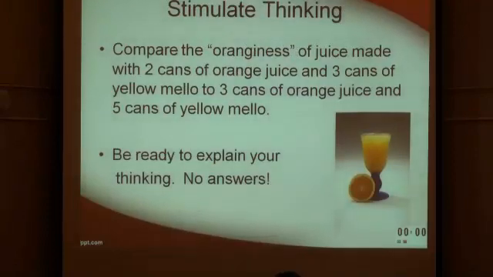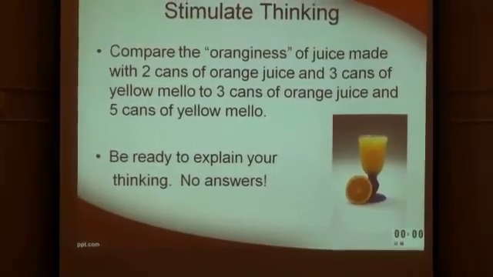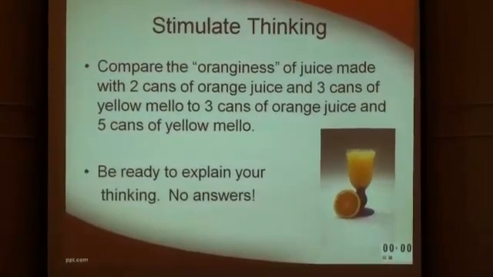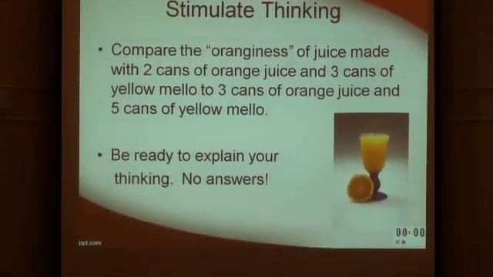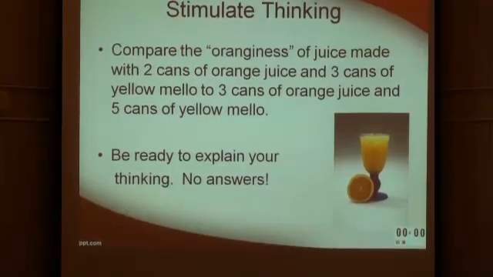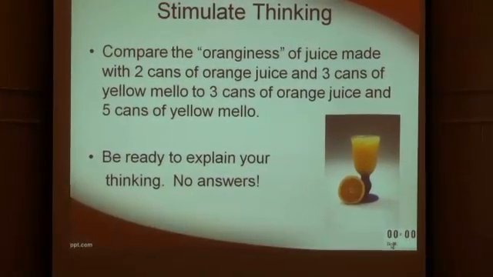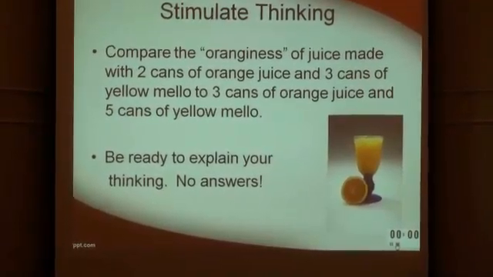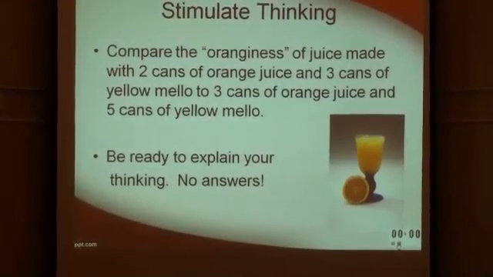Another quick task. Compare the oranginess of juice made with 2 cans of orange juice and 3 cans of yellow mellow to 3 cans of orange juice and 5 cans of yellow mellow. Notice it says, be ready to explain your thinking. We'll give you a couple of minutes to play with that. Yellow mellow has no orange.